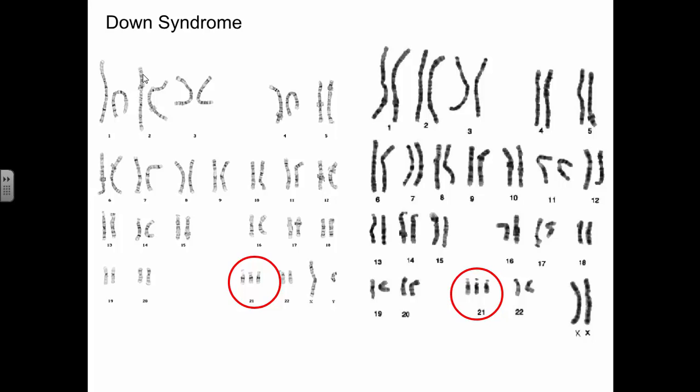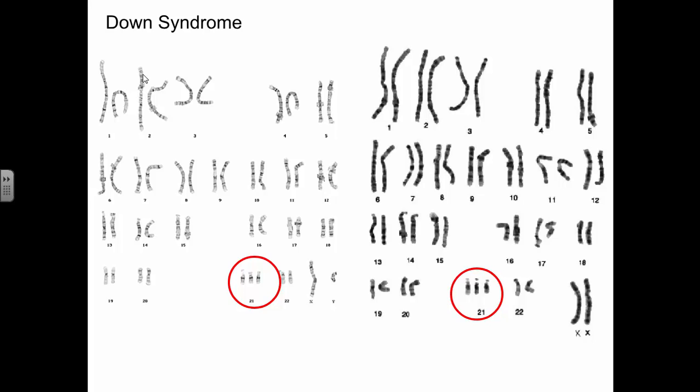What happens is that the chances of having a child with Down syndrome increase with the age of the parents. So if the parents are young, there's a relatively lower chance of having a child with Down syndrome. But as the parents get older, the likelihood of that happening increases.